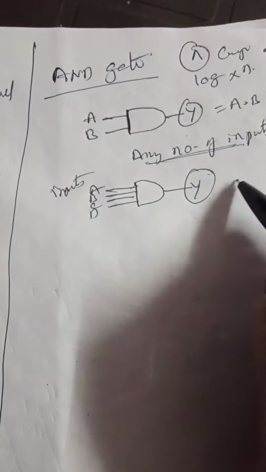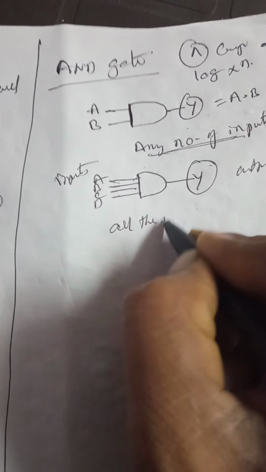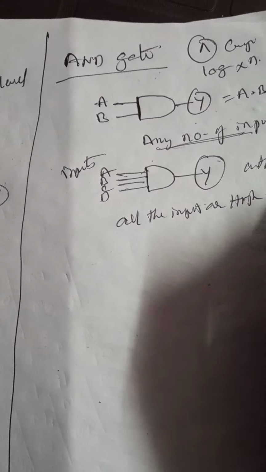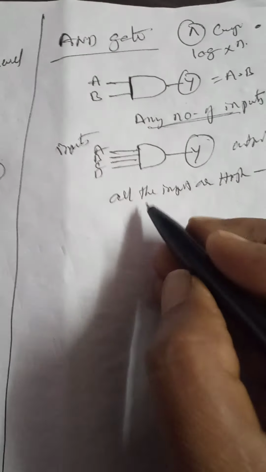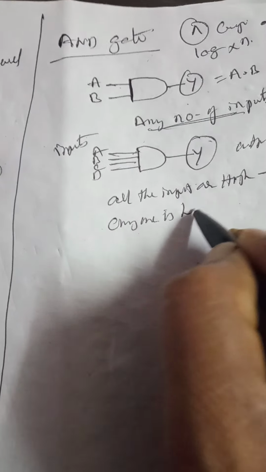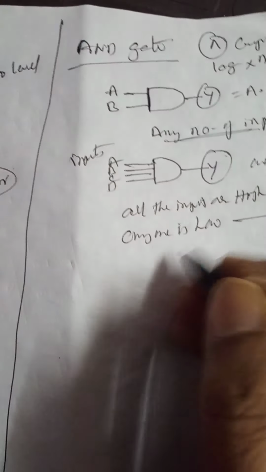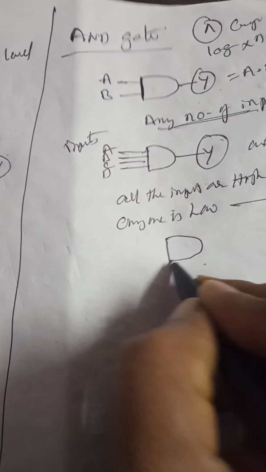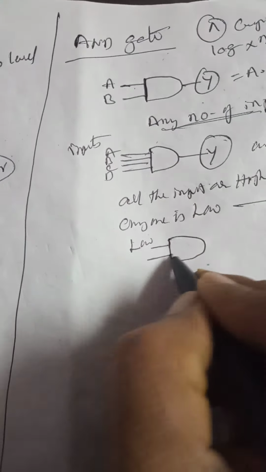So what about the truth table? Truth table means when all the inputs are high, then output will be high only. When both the inputs, suppose two are there, if both inputs are high, then output is high, right? Suppose any one is low, then output is low only, right? Now if you want to do the diagram, see, if one input is low, then output is low only.